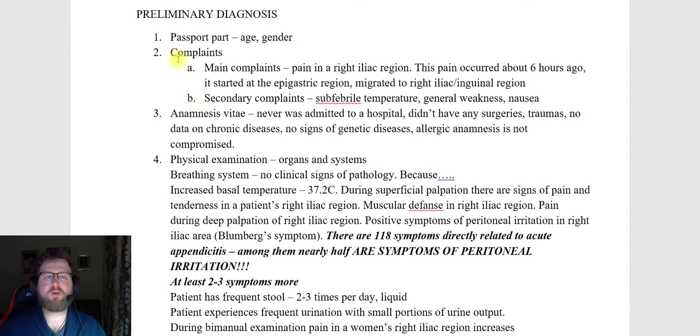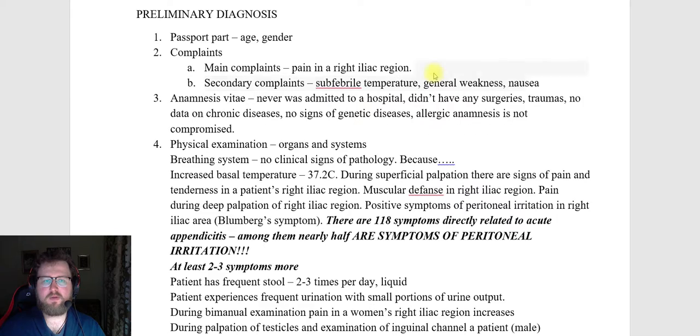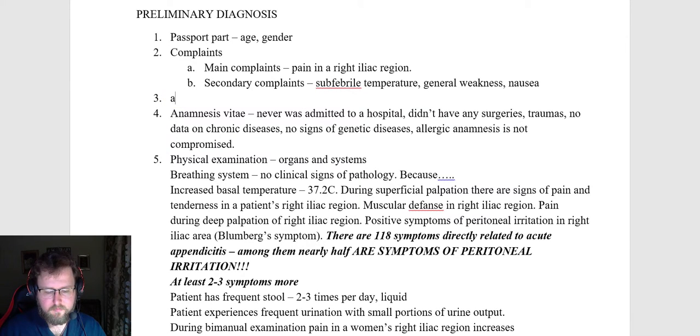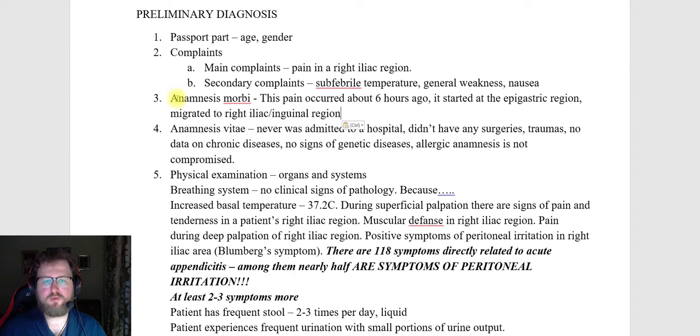So once again, first thing we know, it's the passport part: name, age and gender of the patient. Then we have the complaints section, main complaints. This part about occurrence of pain, I've made a small mistake, it doesn't go here. This should go to this section. It goes to the anamnesis of the current disease.